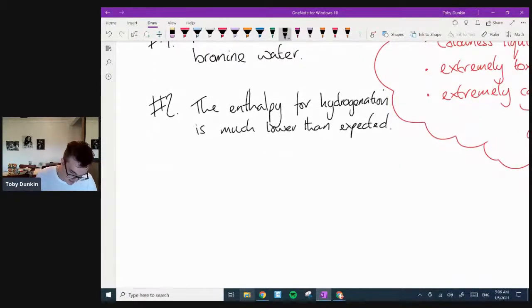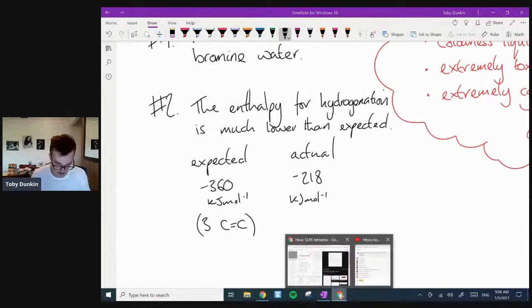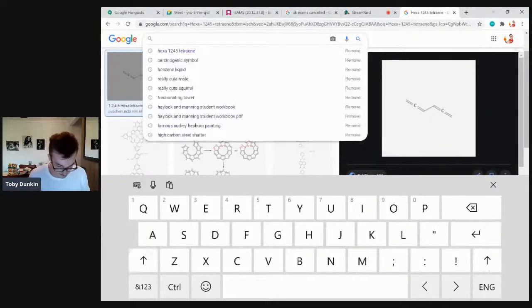So expected, and you're probably wondering why I'm writing these down so much. You have to know these numbers. Minus 360 kilojoules per mole expected, with three C=C double bonds. Actual, minus 218. I actually want to check that, it's been a while since I looked that up. I keep saying you've got to know the numbers.